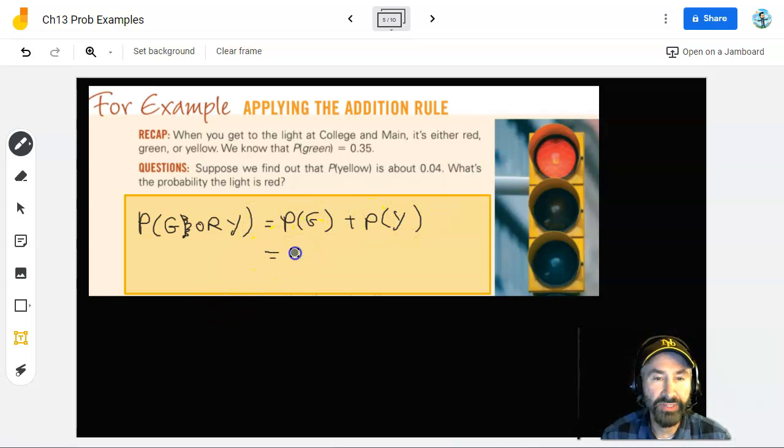And of course, that'll be 0.35 plus 0.04, and that'll get us a probability of 0.39.